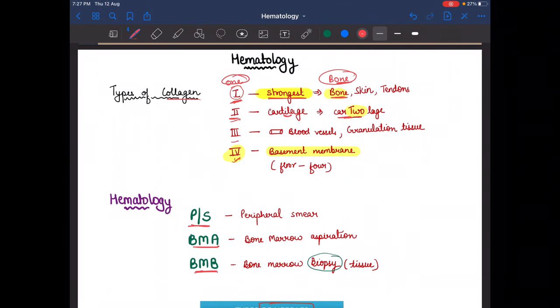Type 2 is present in cartilage. How we can remember that type 2 is present in cartilage? We can remember it like, as we write the cartilage, we can write cartilage. So type 2 collagen is present in cartilage.